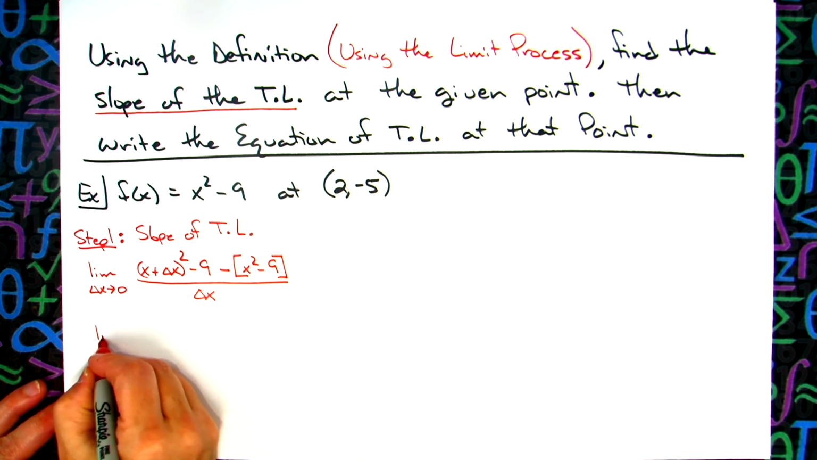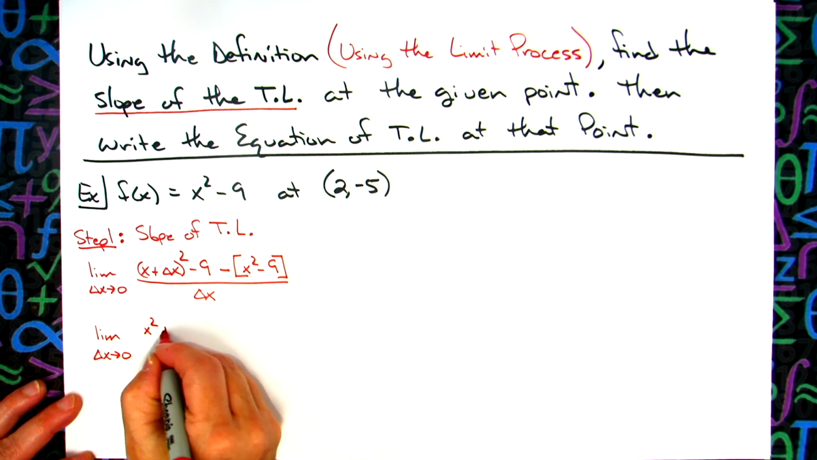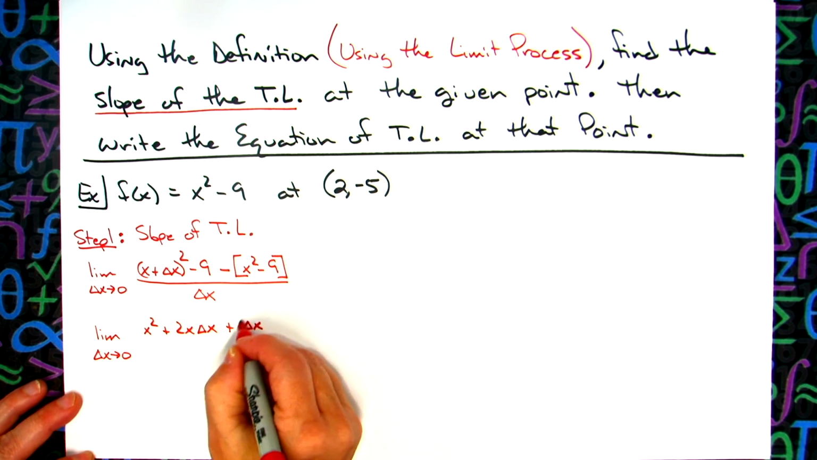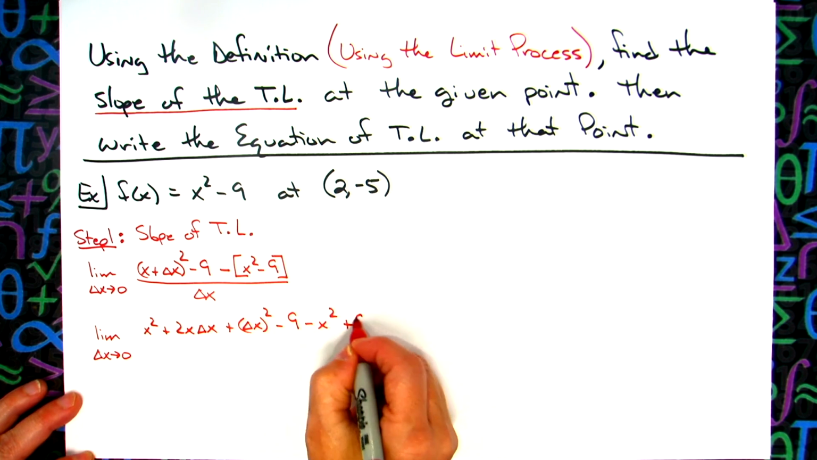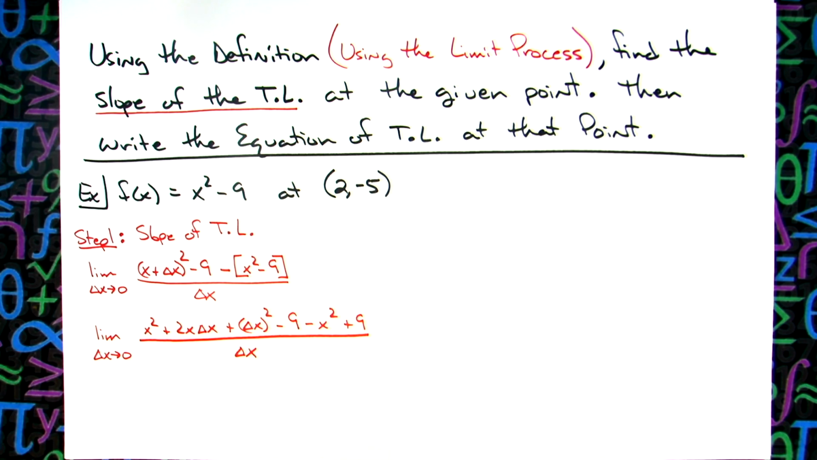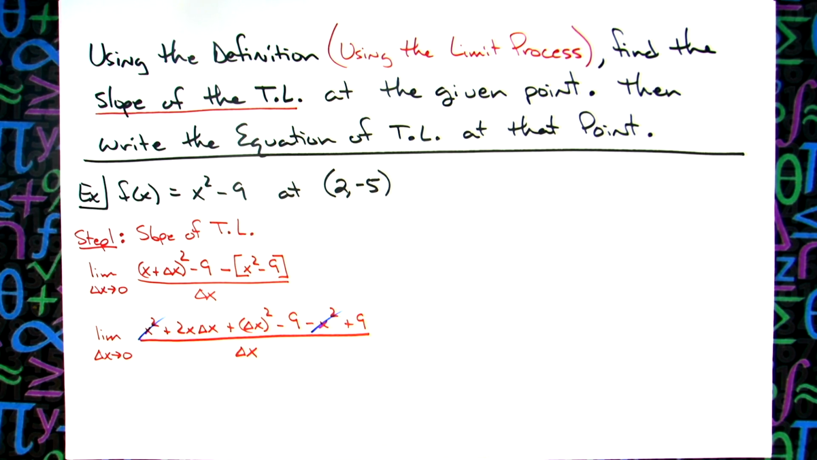I'm going to hope I can get this all on one piece of paper. The limit as delta x approaches 0. All right, can we square this in our head really quick? x squared, don't let me make a mistake, plus 2x delta x plus delta x quantity squared minus 9 minus x squared plus 9. Everybody following me so far? Yeah, because this is all review. We're pretty good with this. All right, let's cross off some things. We've got an x squared and a minus x squared that we can cross off. We've got a -9 and a +9 that we can cross off.